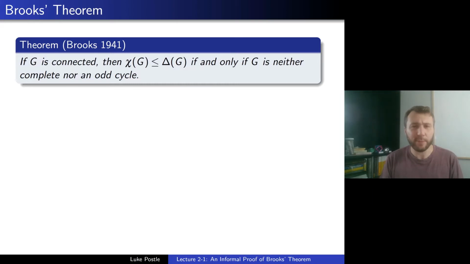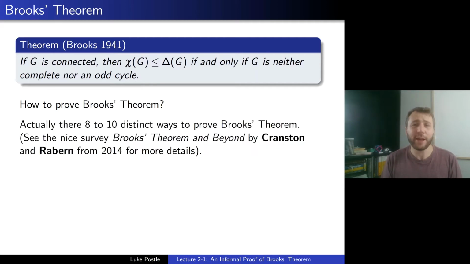That was the statement of Brooks' theorem, and we had done the motivation in the introduction to coloring last week. But now we'll be beginning the proof. So how to prove Brooks' theorem? How to prove this classical theorem? Well, amazingly, there are actually many different proofs, arguably 8 to 10 distinct proofs of Brooks' theorem. I would recommend the very nice survey by Cranston and Rabern from 2014 for more details.